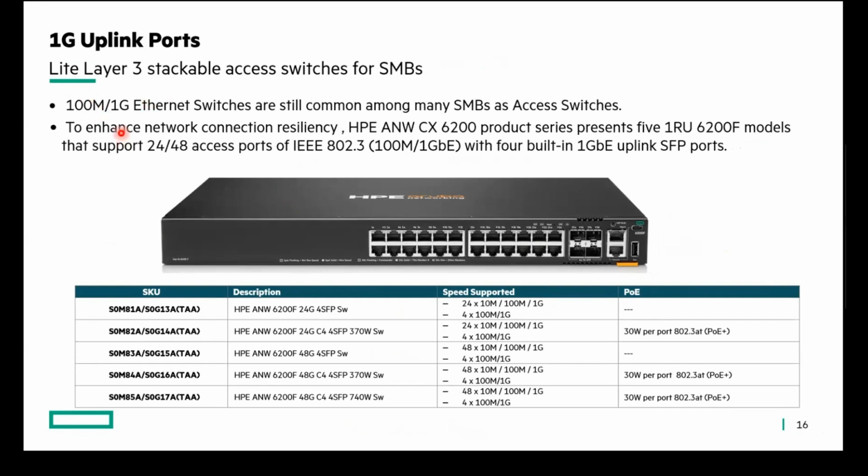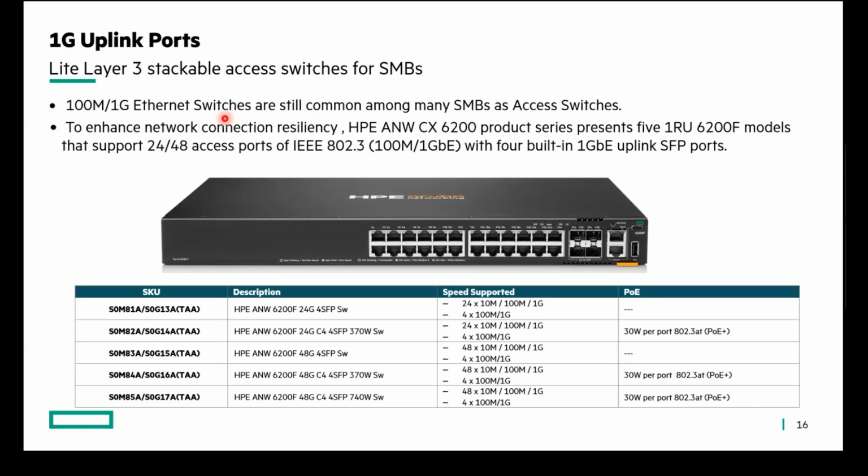So the CX 6200 switch series is a next generation family of stackable access switches ideal for enterprise branch offices, campuses, and SMB networks. Hence, they are rightly called light layer 3 stackable access switches. So we'll talk about SMBs mainly here. After the pandemic, as we have seen, most small and medium-sized enterprises are investing in their network infrastructures. They still use 100M and 1 gig Ethernet switches as extended access switches.